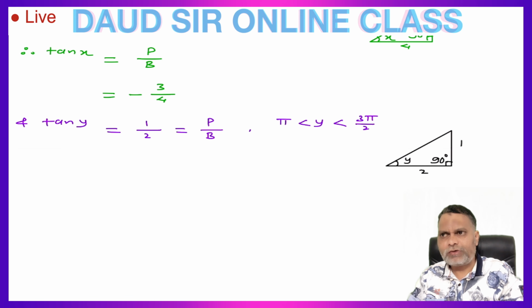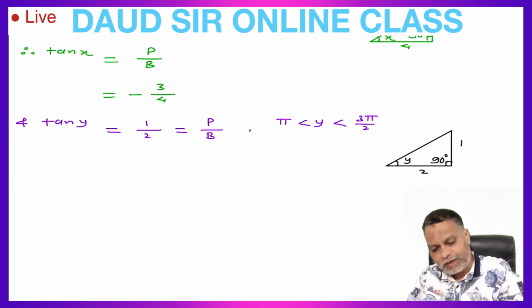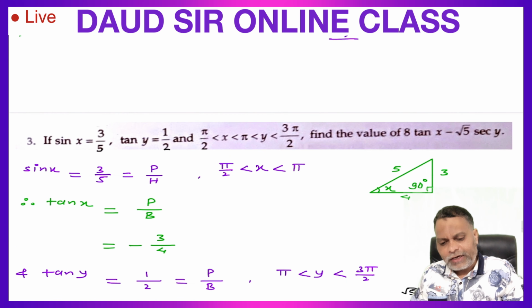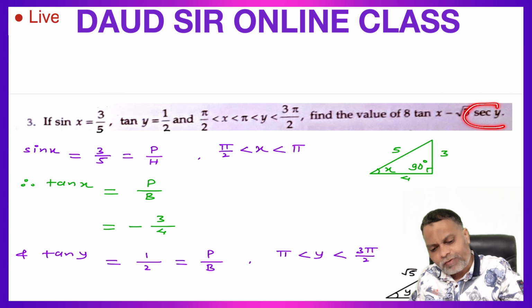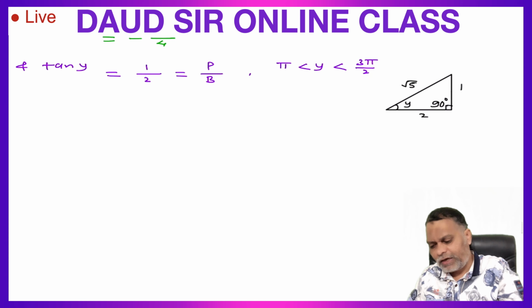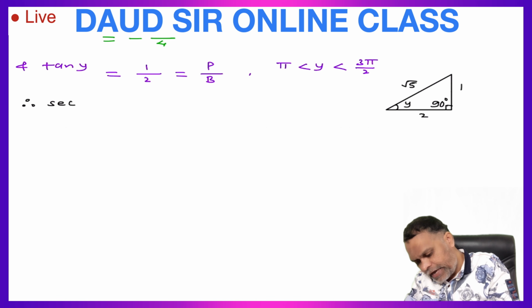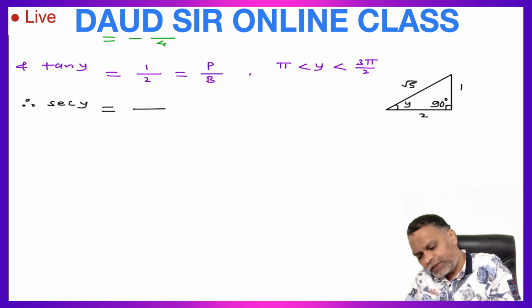1 square is 1 and 2 square is 4. 4 plus 1 is 5. Square root of 5 is under root 5. So this third side is under root 5. Now we can write the other trigonometrical ratio values. Sec y is required. Therefore sec y for acute angle y is hypotenuse upon base.